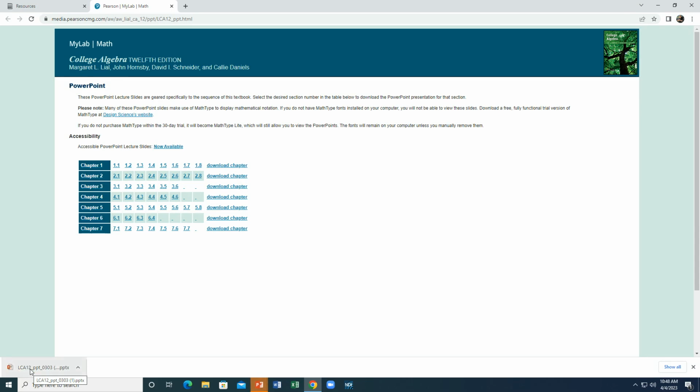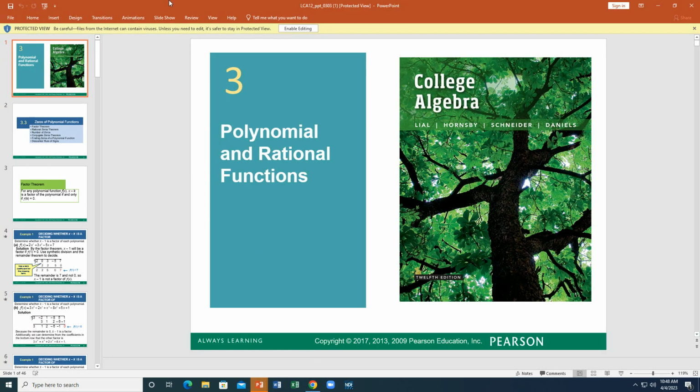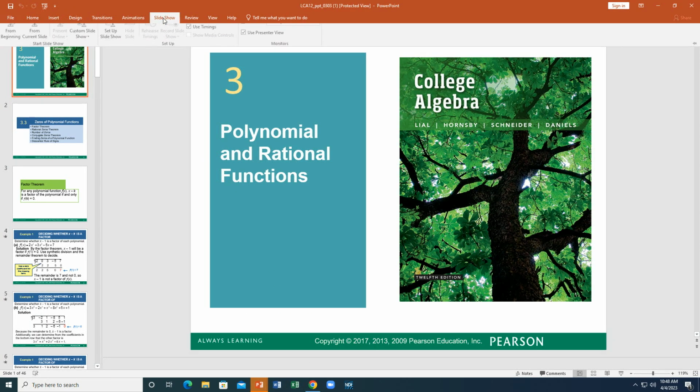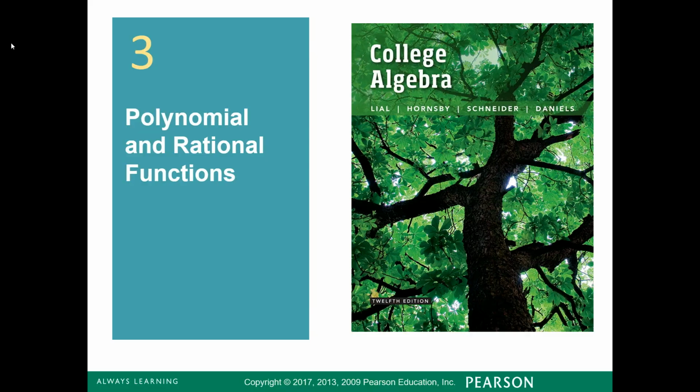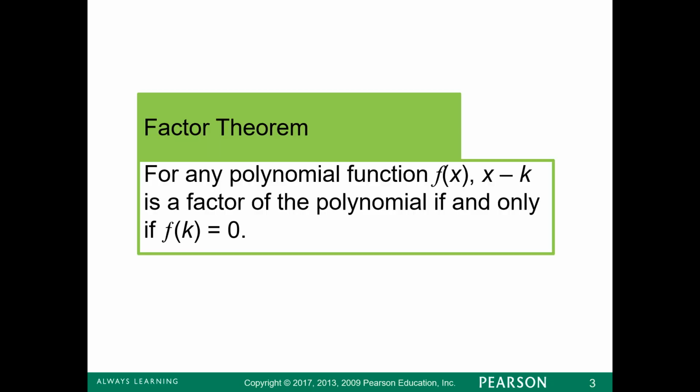Okay, so 3.3. Now in this slide we'll talk about the factor theorem, and we will also discuss the rational zeros theorem, the number of zeros, and finding the zeros of a polynomial function and so on, okay? So now first of all, let me talk about the factor theorem.